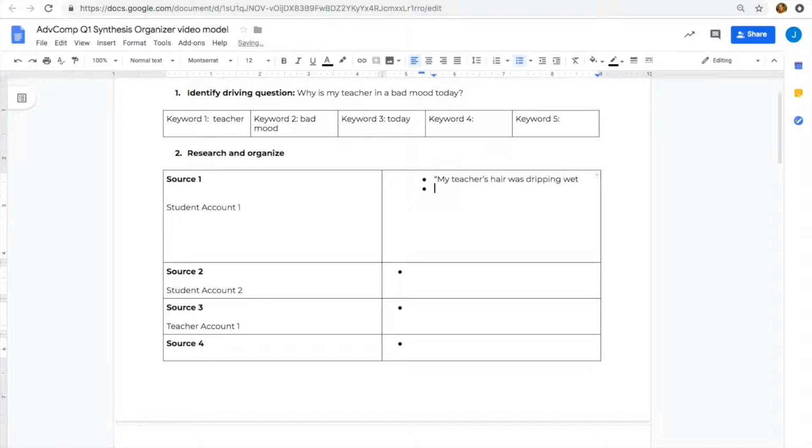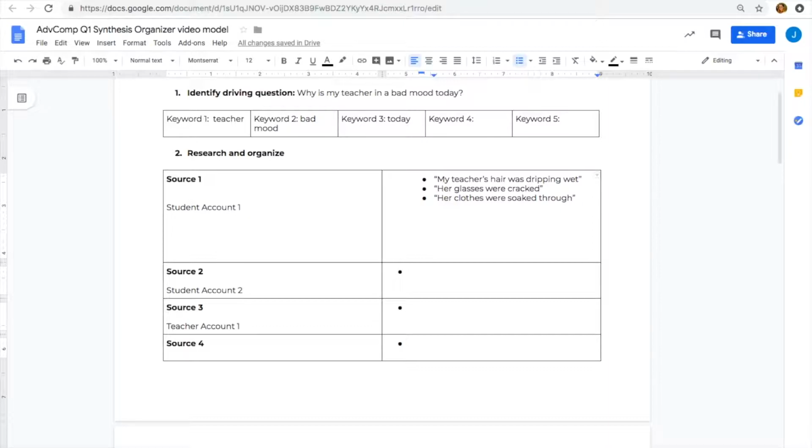So this first student gave me 3 pieces of evidence and I'm just going to record them here. I'm going to put them in quotation marks and write down exactly what they said. So I have different reasons why this student said that your teacher might be in a bad mood. Her hair was dripping wet, her glasses were cracked, and her clothes were soaked through.